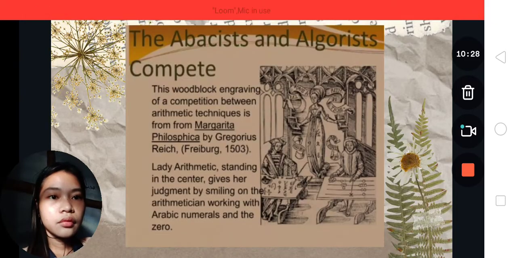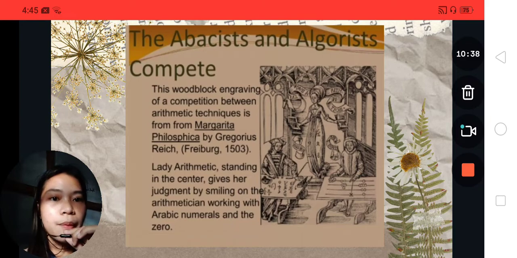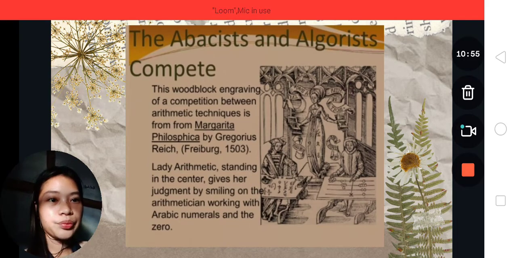The Abacists and Algorists compete. This woodblock engraving of a competition between arithmetic techniques is from Margarita Philosophica by Gregor Reisch, 1503. Lady Arithmetic, standing in the center, gives her judgment by smiling on the arithmeticians working with Arabic numerals and the 0. So look at the picture that is loaded.